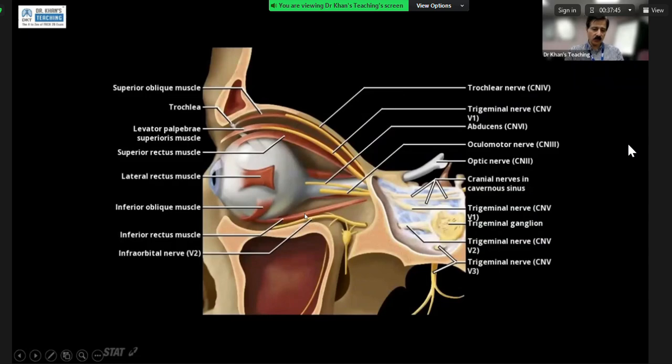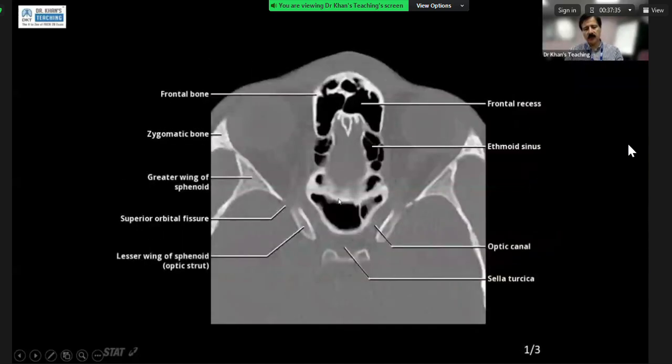Now this is the structure of the orbit. This is the globe surrounded by muscles, and this is the optic nerve. So here is a bit of repetition of the main foramen. Now, key point to remember, this is a landmark for you. Now, this is the anterior clinoid process and the optic strut.